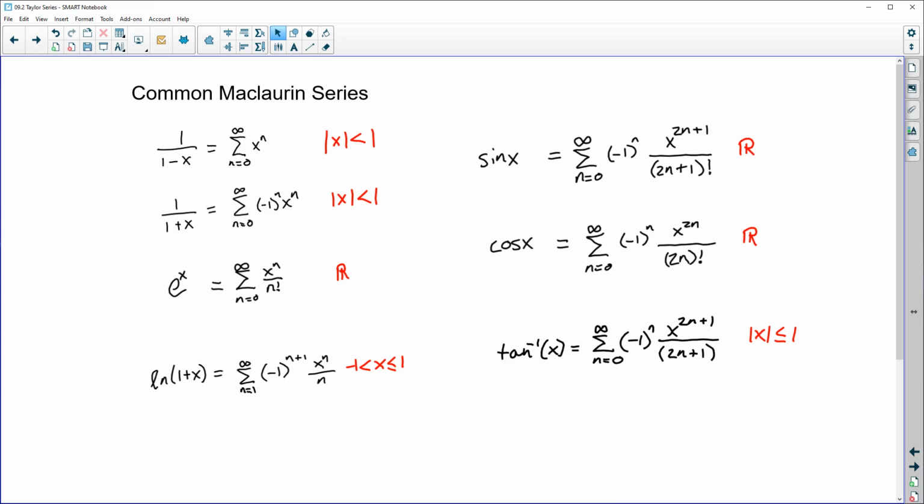Denoted in red is the range for which x can be. The exponential, sine, and cosine are designated that they hold true for all real values of x. Take special care to notice for the natural log, it does not include the number -1, but does include 1.